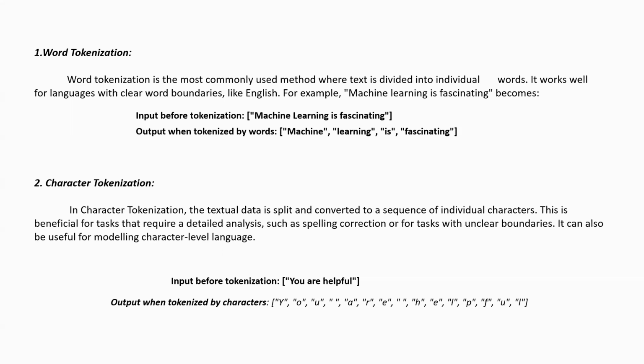Now, what is character tokenization? In short, it breaks text into individual characters. Word tokenization splits the text into individual words, whereas character tokenization breaks the text into individual characters. In character tokenization, the text data is split and converted to a sequence of individual characters. This is beneficial for tasks that require detailed analysis, such as spelling correction, or for tasks with unclear boundaries. It can also be useful for modeling character-level languages.